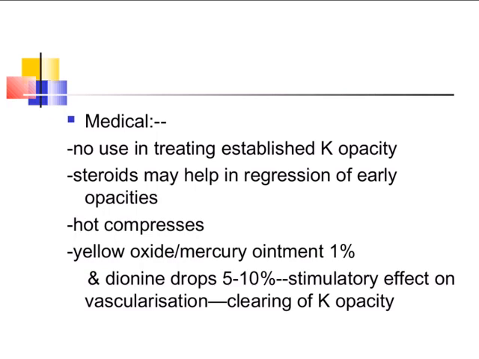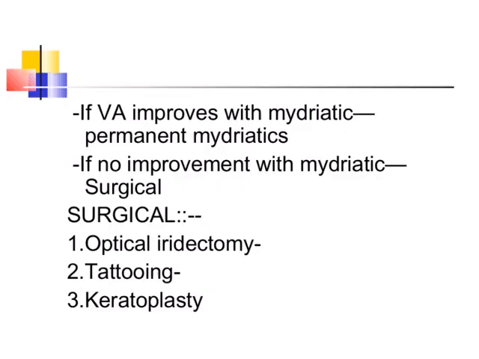Medical treatment: there is no use in treating established corneal opacity. Steroids may help in regression of early opacities, and hot compresses should be given. Yellow oxide of mercury ointment 1% and dionin drops 5 to 10% can be used for stimulatory effect on vascularization and clearing of corneal opacity. If visual acuity improves with mydriatics, then permanent mydriatics can be used, and if there is no improvement, then surgical treatment is mostly used. In surgical treatment, it can be optical iridectomy, tattooing of the lesion, or keratoplasty.